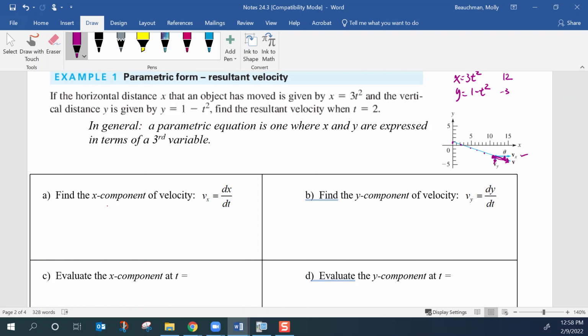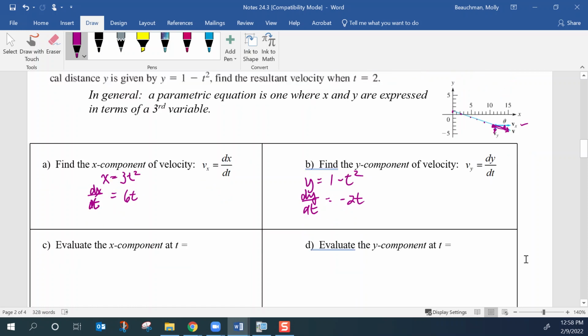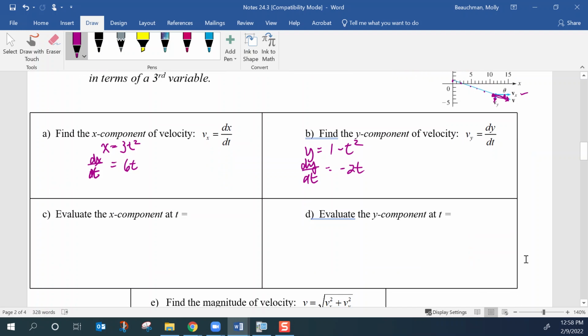So what do we do first? We find the x component of velocity and the y component of velocity. So we take our two functions that are written in terms of time and take the derivative of each. The derivative of x with respect to t would be 6t. The derivative of y with respect to t would be negative 2t. So these are the horizontal and vertical velocities. Now we evaluate at, in this case, t equal to 2.